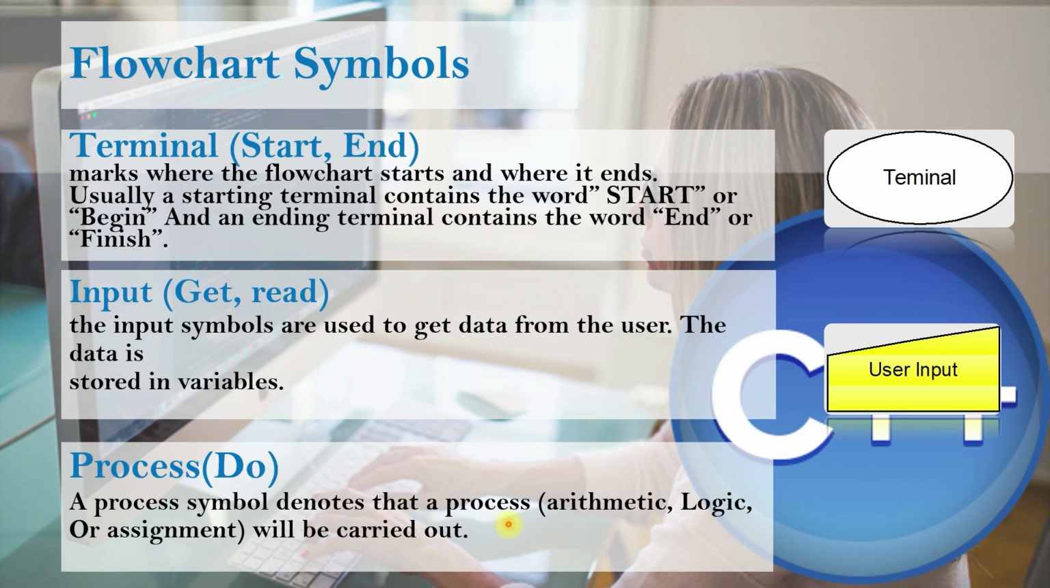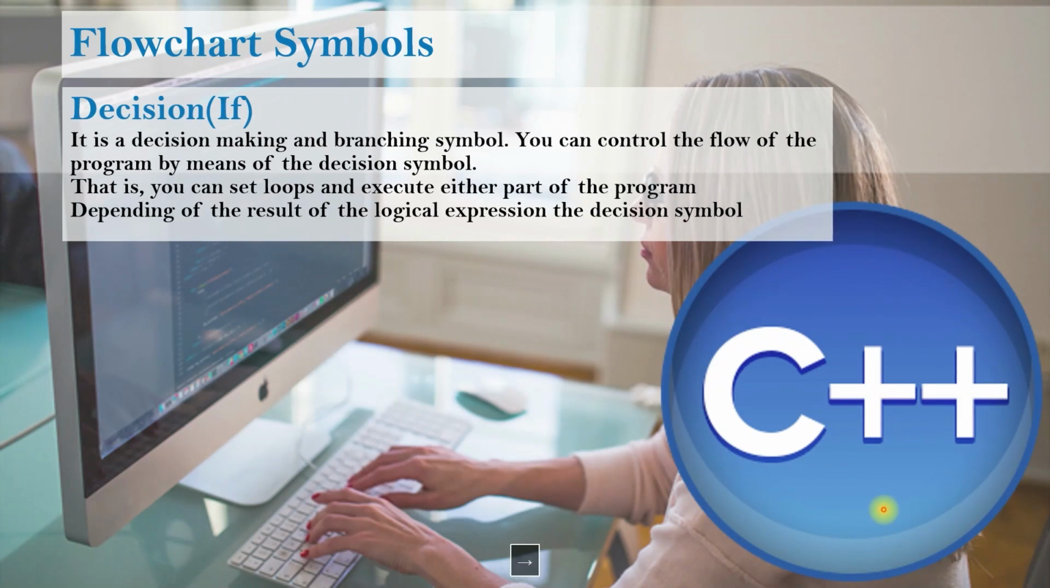It means a process will be performed. That process can be an arithmetic process, logic process, or assignment process, whatever it can be. And the symbol for showing a process is a rectangle. Next symbol is called what? Decision.